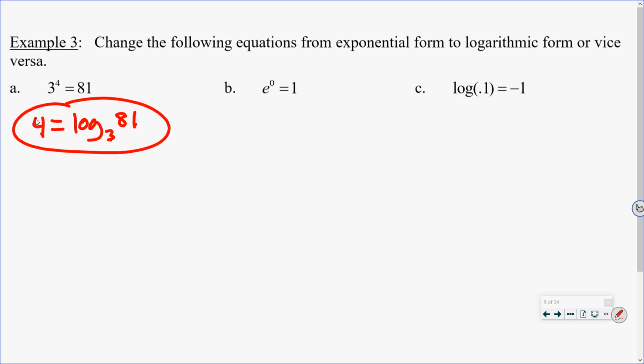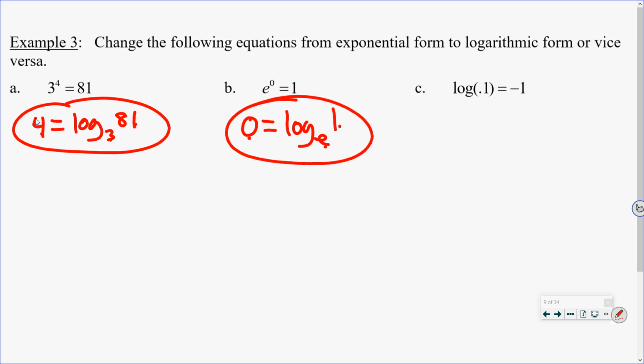Okay, let's write this one. The power is always y. 0 equals log. My base stays the same. It's base e of what it equals. So again, those two are the same thing. What it's saying is e to the 0 power equals 1. That's what a logarithm means.